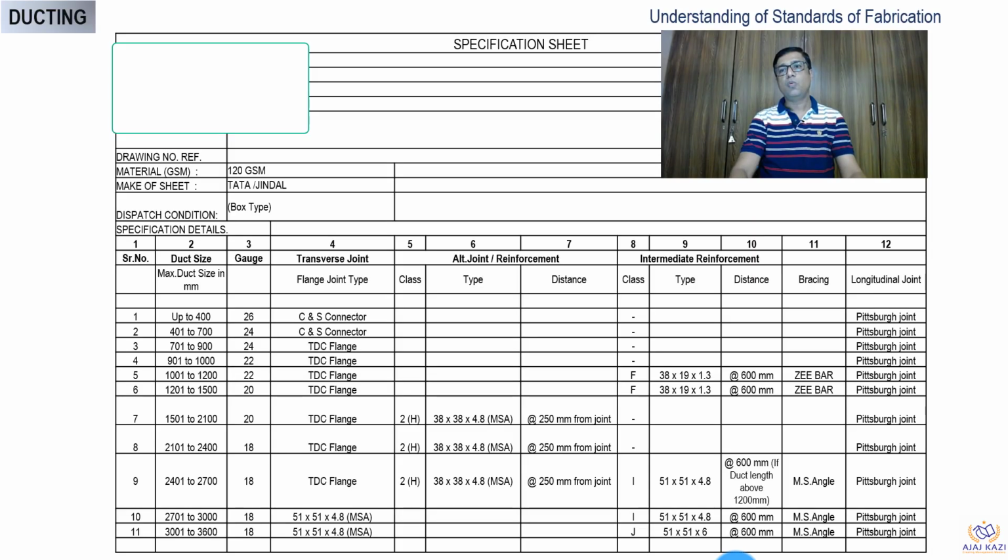Now, let us start first of all with understanding the standards of fabrication, how the ducts are fabricated. This is with respect to GI ducts. We generally use galvanized sheets for manufacturing or fabrication of ductings. Generally, it is 120 GSM, that is the thickness of the zinc coating. It can be 180 GSM, it can be 275 GSM.